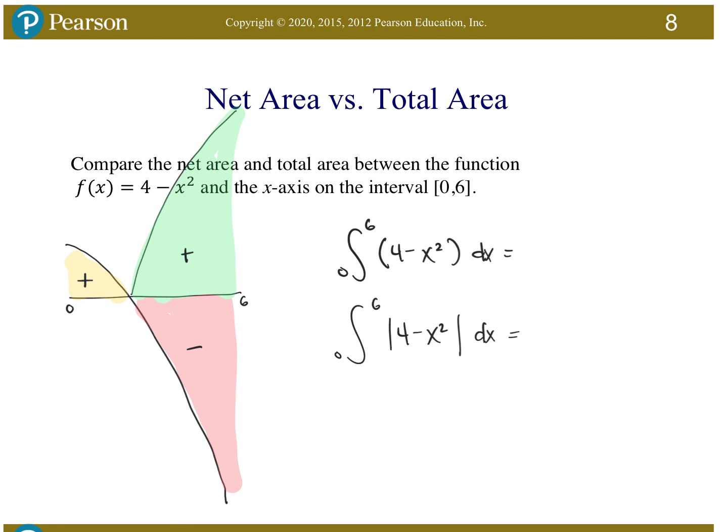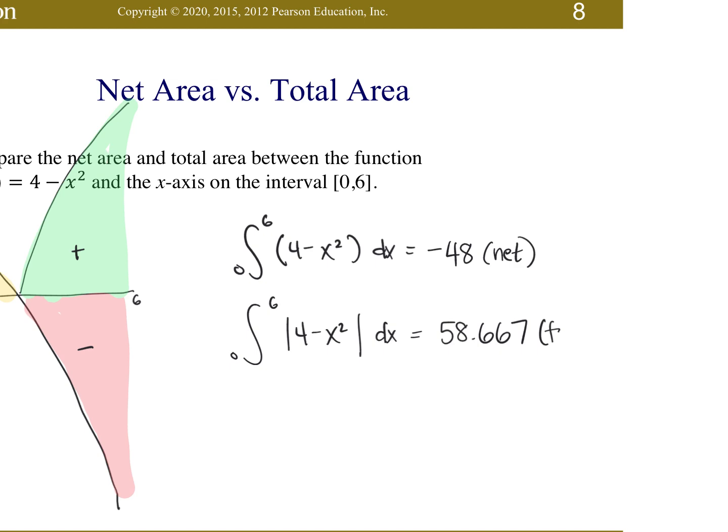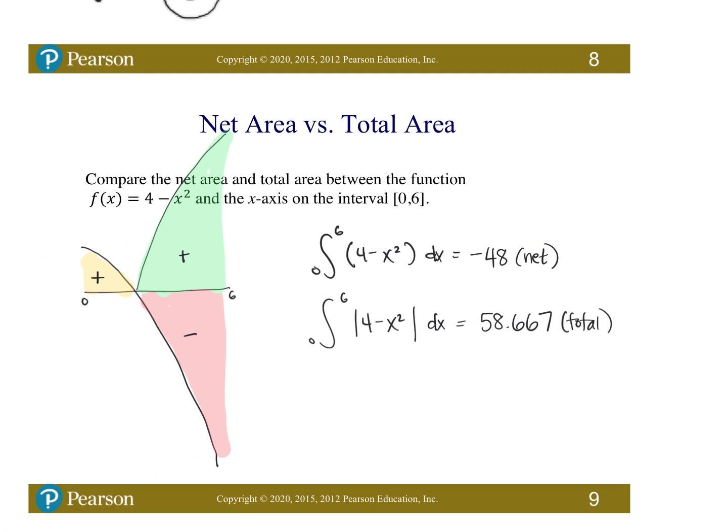Brendan, you want to give me the first one? Give me the net area. Negative 48 is the net area because so much more of it is negative than positive. Did you get a total area? At least 3, and that'll be total. Good work. Let's keep going.